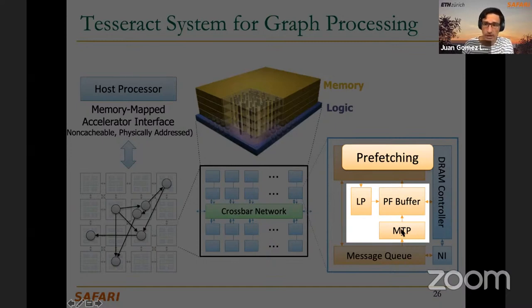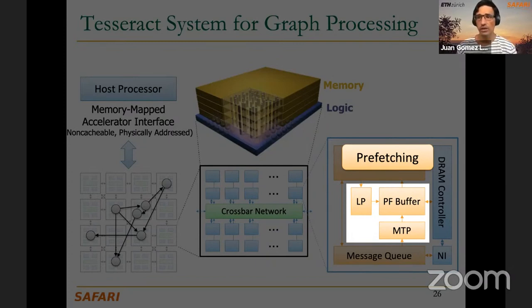In some other cases, we receive the prefetching request from the message queue. They may be coming from remote function calls from other cores. And this message-triggered prefetcher is in charge of bringing data from the memory controller, using the DRAM controller, that is going to be used later to satisfy the remote function call. So these are the two types of prefetchers that are used in the Tesseract system.